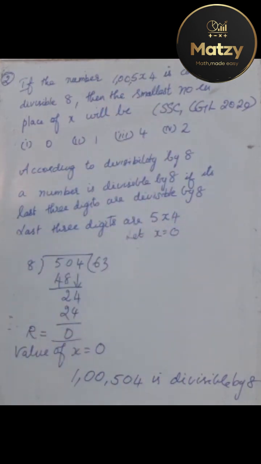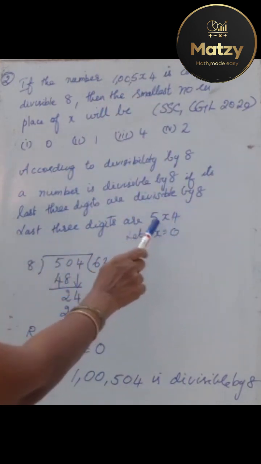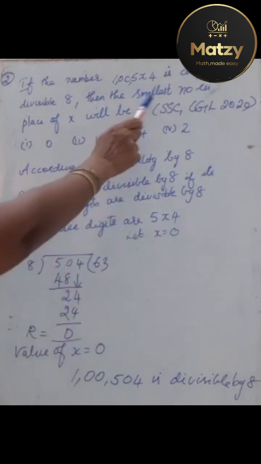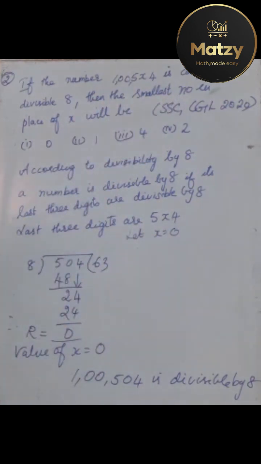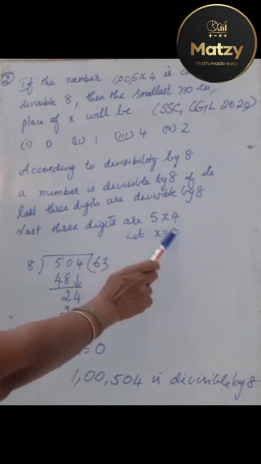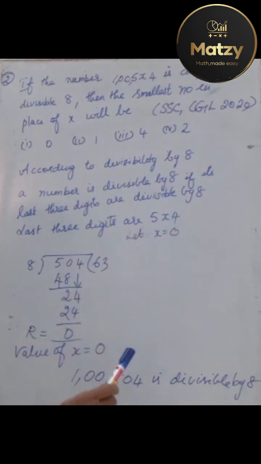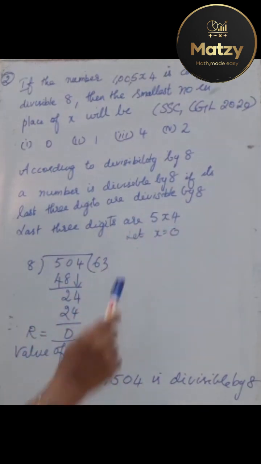5x4. This 5x4 should be divisible by 8. If it is divisible by 8, then the full number will be divisible by 8. That is the condition. But x should start from 0, because they are asking for the smallest number. So first I am taking it as 0. Suppose 504 is divisible by 8, no problem. That is the correct answer.